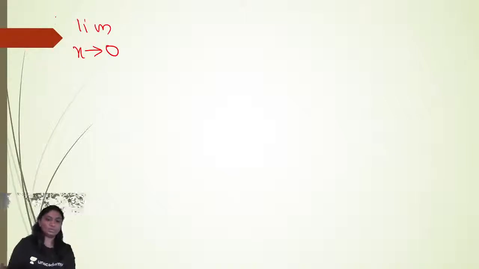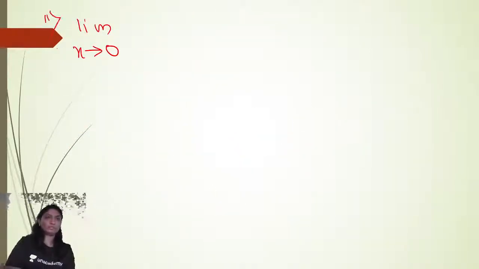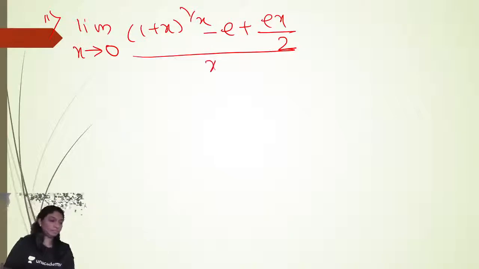Here we will see one more example, example number 11. The limit as x tends to 0 of ((1 plus x) raised to 1 by x minus e plus ex by 2) upon x square. Okay, now we will use the limit as x tends to 0. So L is equal to the limit as x tends to 0.